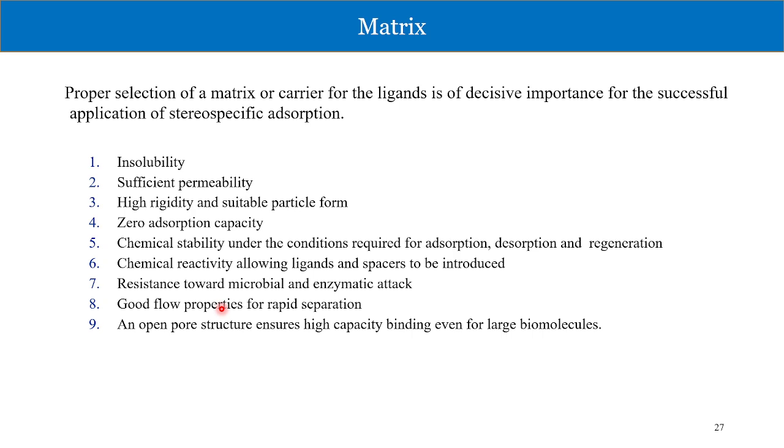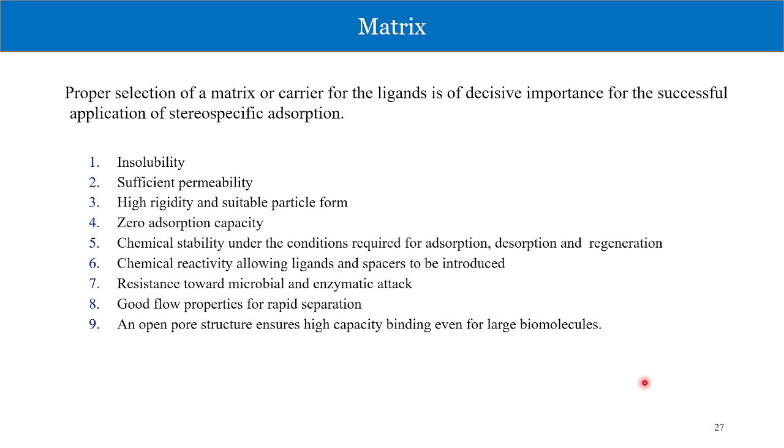If you are using a particular flow rate, it should also be the same inside the column and also in the loops that connect it. And an open pore structure ensures a high capacity binding for even large molecules. So that is about the type of matrix that you're using.